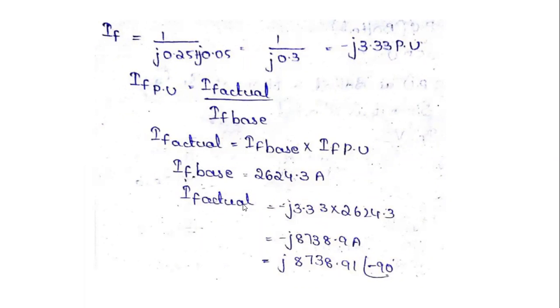Then we calculate the IF actual, which is equal to IF base into IF per unit. What is the IF per unit value? This is minus j3.33. Substitute minus j3.33 into 2624.3. Then we obtain the IF fault current. This is the IF fault current.